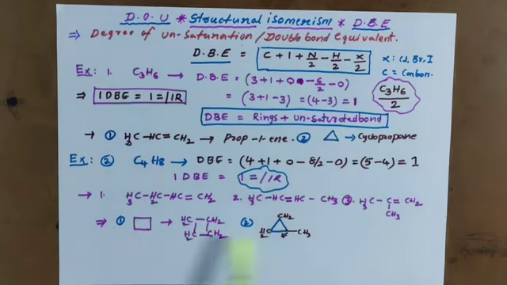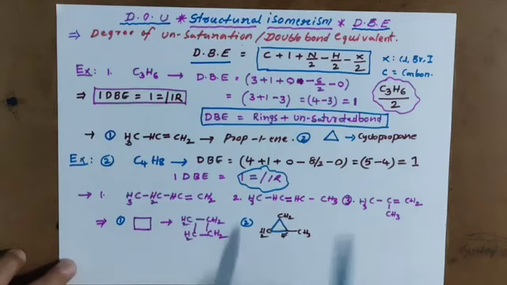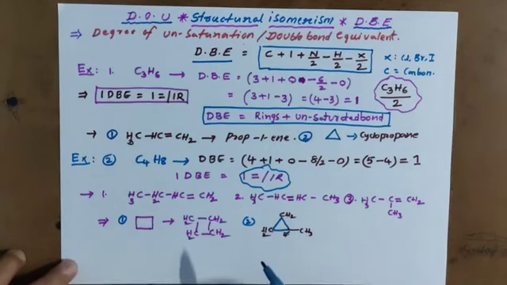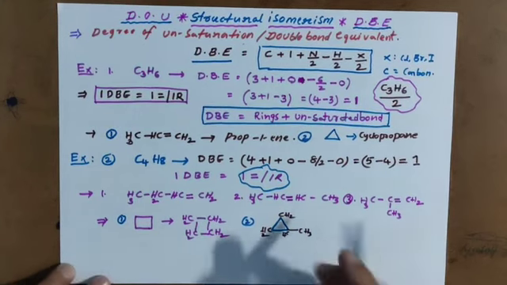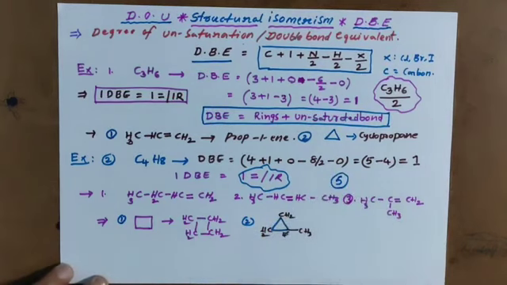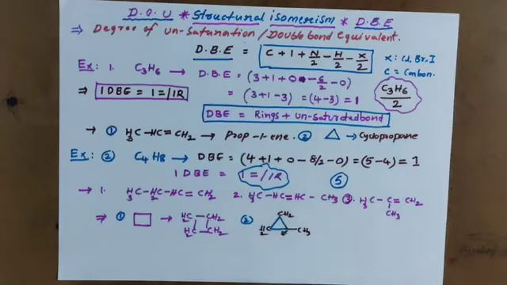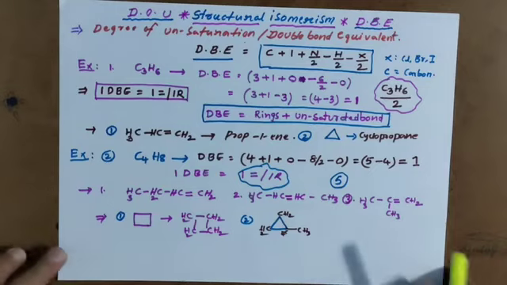So with that one ring we can write so many. So total how many we got? 5. So 3 chain, 2 cyclic. So total with C4H8 we got 5 structural isomers. With C3H6 we got 2. With C4H8 we got 5. And I am going to explain a few more examples to you. And this time I am taking a bigger compound or different compound.